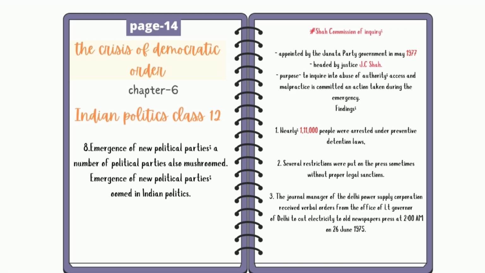What were the findings? Nearly 1,11,000 people were arrested under preventive detention laws. Several restrictions were put on the press, sometimes without proper legal sanctions. The general manager of Delhi Power Supply Corporation received verbal orders from the office of the Lieutenant Governor of Delhi to cut electricity to the newspaper presses at 2 a.m. on 26 June 1975.